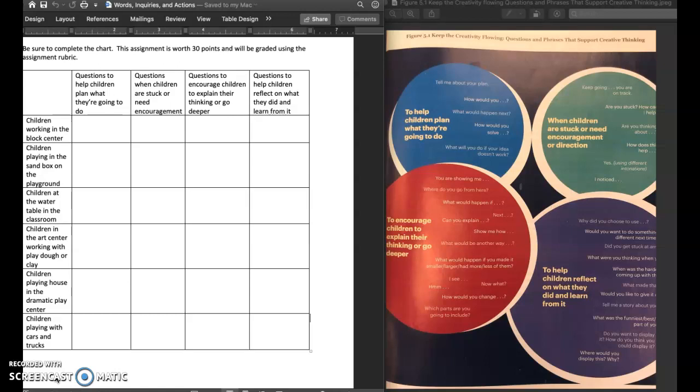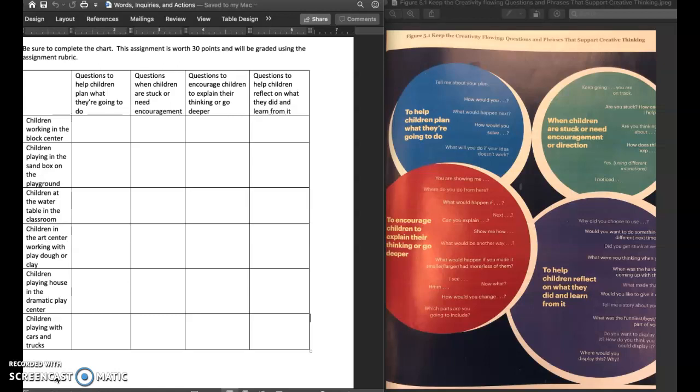Our last chapter and module, we're talking about the environment. So we were talking about the preparation, the materials, how you set it up. Now we're going to think about your actions during this playtime, during centers. What are you doing? What are you saying? Where are you? So I'm going to walk through this first one.